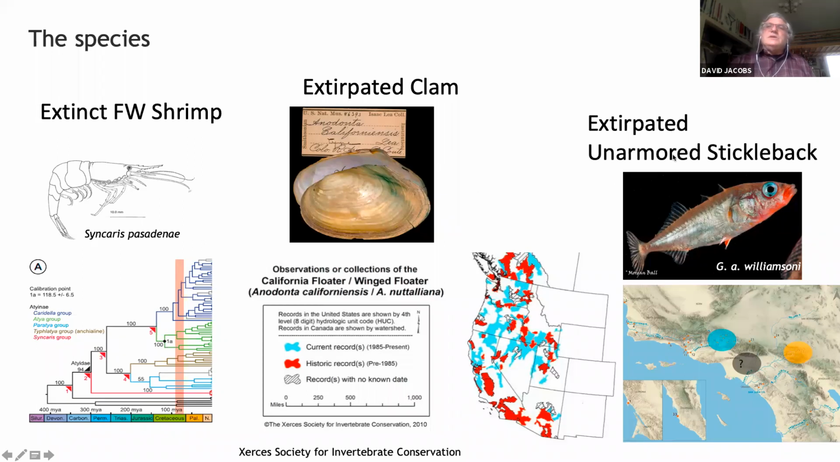And we're also going to be talking in more detail about unarmored stickleback, which are an endangered taxon that still persists near the LA Basin, but used to live in the LA Basin. And so we'll talk about that.